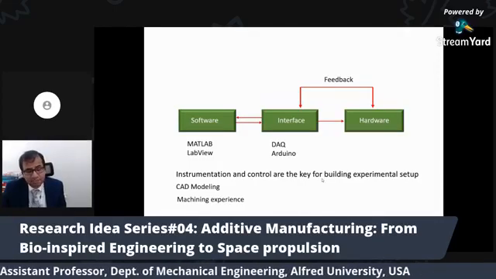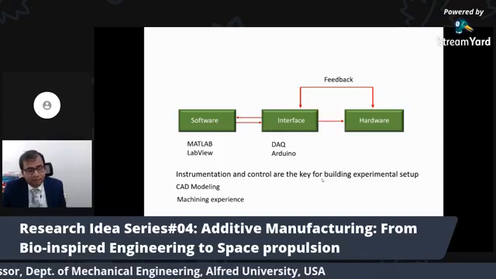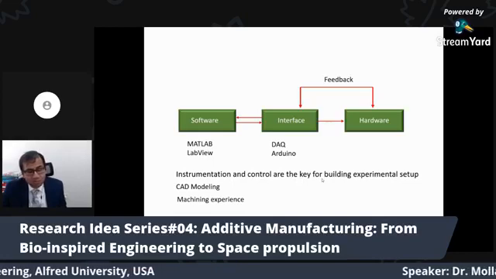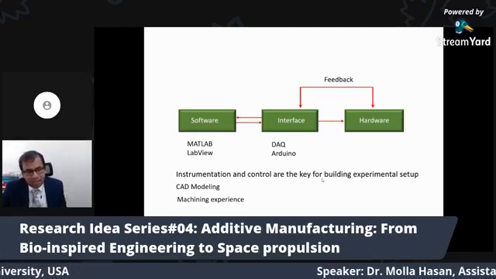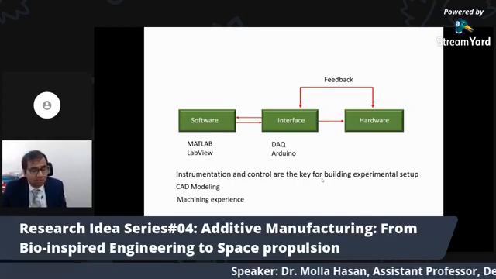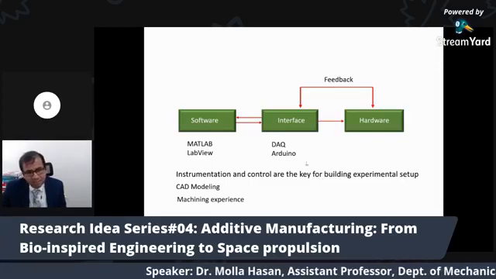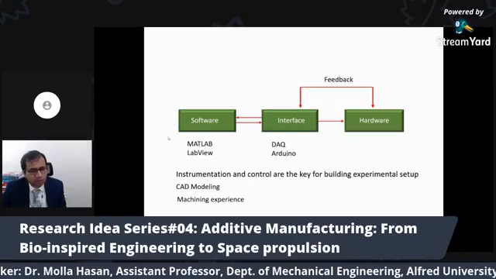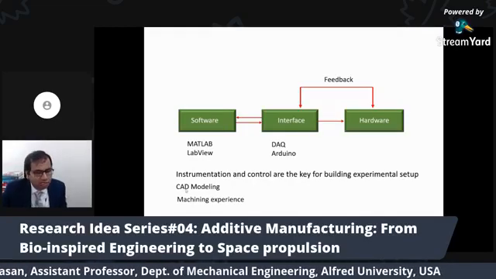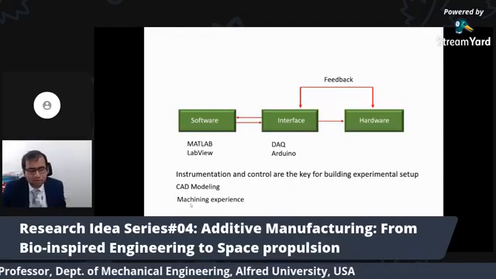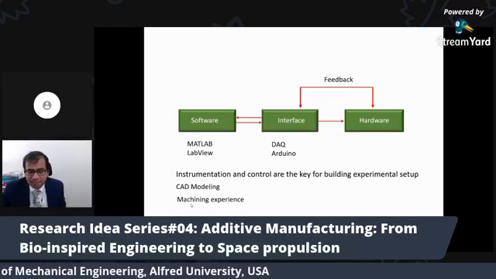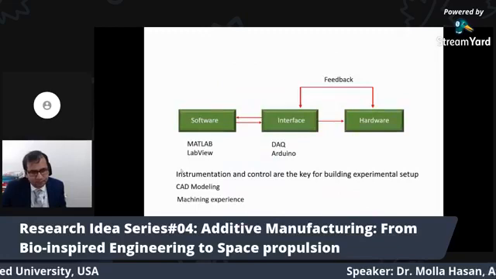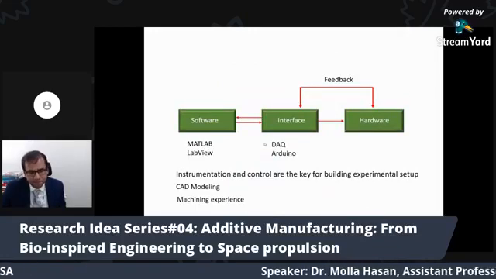Many graduate students spend 1 or 2 years just to build up their setup, and many students actually fail because they have very little knowledge of instrumentation and control. You should also have knowledge of CAD modeling, and some machining experience is sometimes helpful. But I would say instrumentation and control is the key.